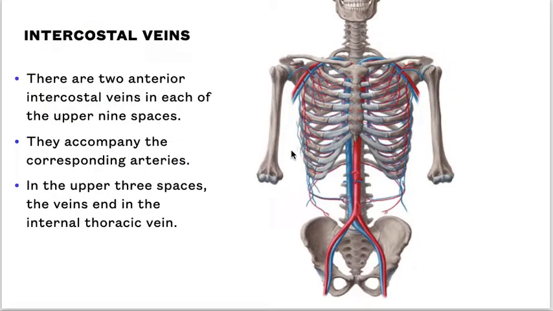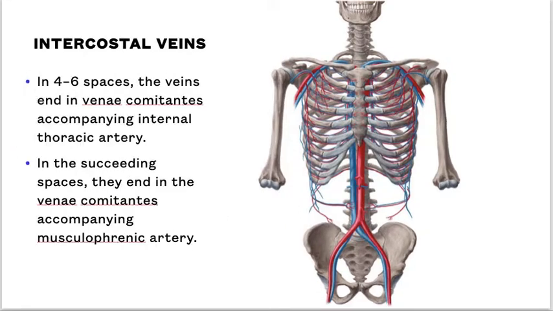The intercostal veins. There are two intercostal veins in each of the upper 9 spaces. They accompany the corresponding arteries. In the upper 3 spaces, the veins end in the internal thoracic vein. In the 4th to 6th spaces, the veins end in the venae comitantes accompanying the internal thoracic artery. In the succeeding spaces, they end in the venae comitantes accompanying the musculophrenic artery.